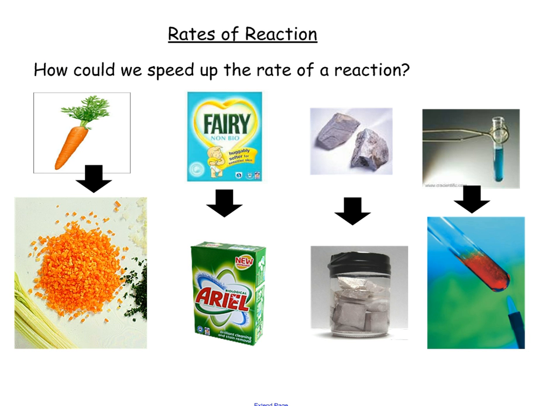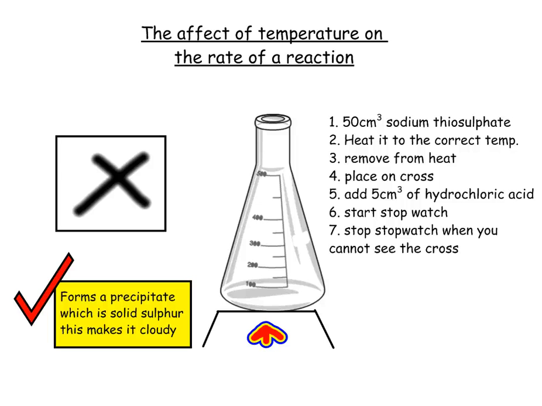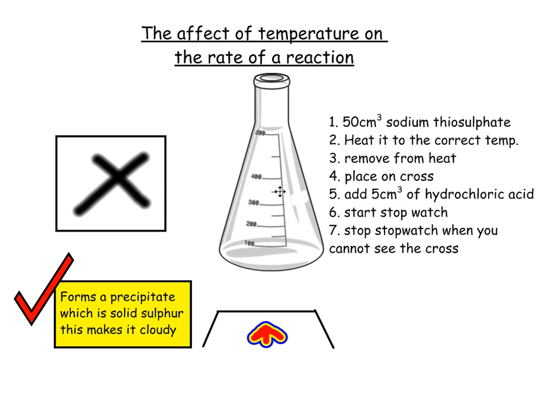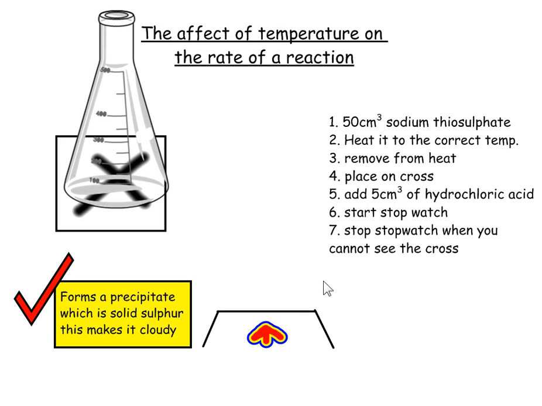Okay, fabulous. So the first we're going to start with is temperature. Now, the effect of temperature on the rate of reaction can be measured in many ways. This is one way, where you've got your conical flask and you place in it some sodium thiosulfate and some hydrochloric acid. You heat it up to the temperature that you wish and you place it on a cross. You then look down at the conical flask and see how long it takes for this cross to disappear.